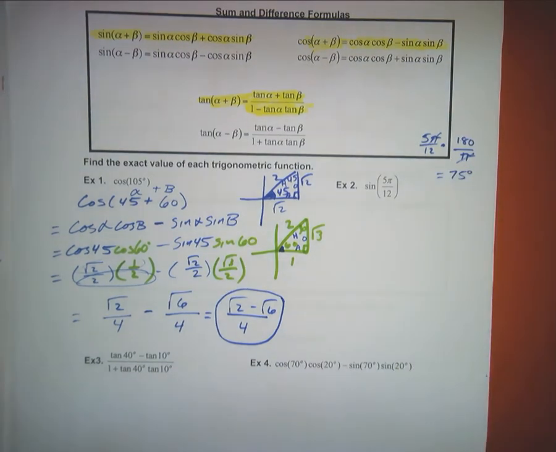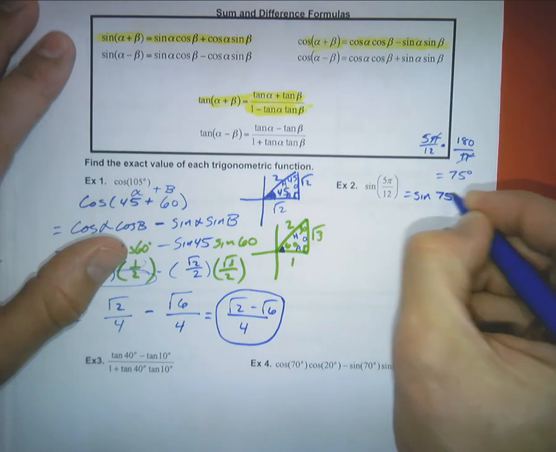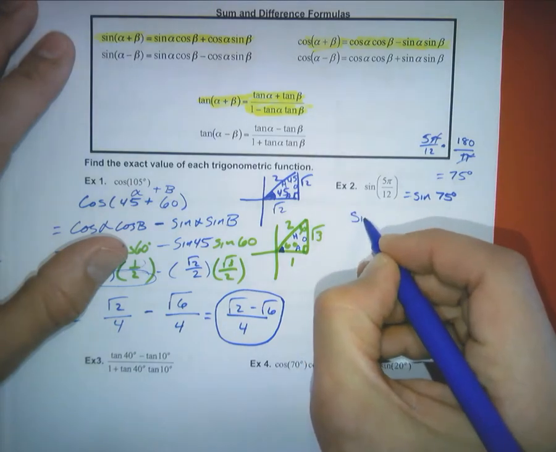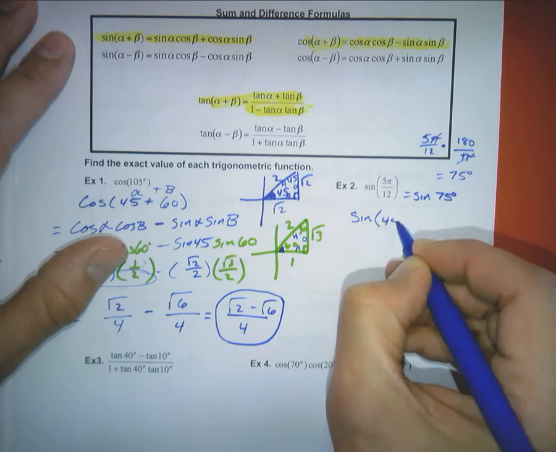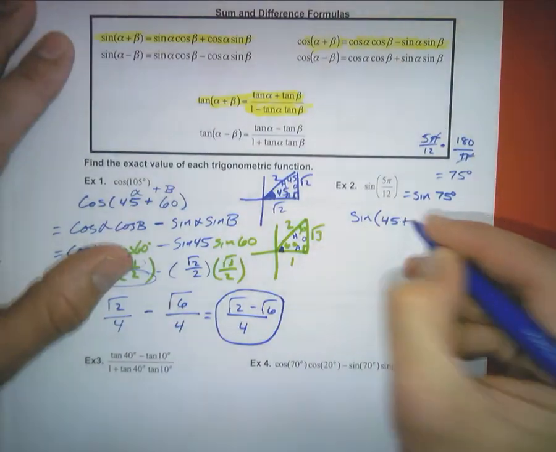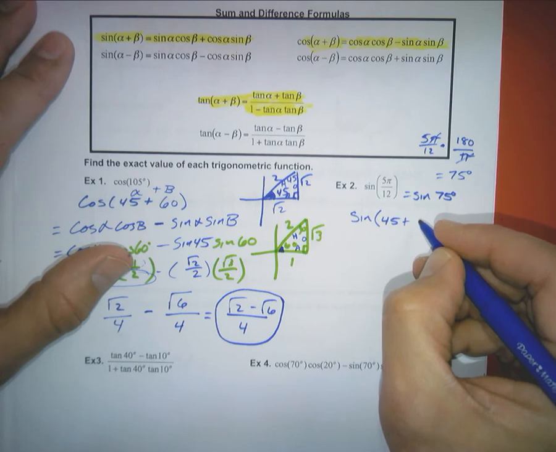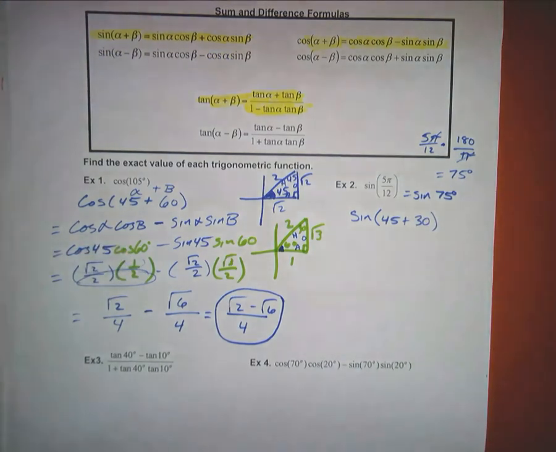75 degrees. You guys okay with that? So the sine of 5 pi over 12 is the same as the sine of 75 degrees. Okay, so, well, sine of 75, the last digit is a 5, so I know I can take out a 45. So that's going to be 45 plus what other angle? 45 plus what, 30? 30 plus 45 adds up to 75.